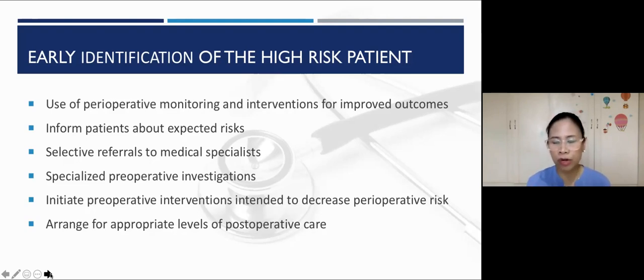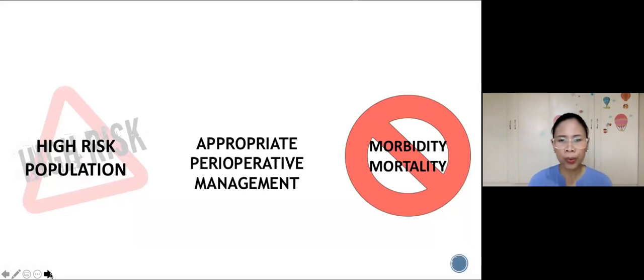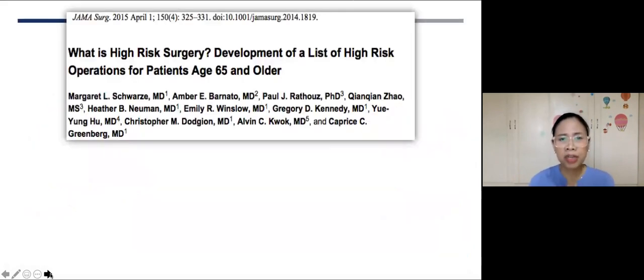Okay, so if ever ICU admission will be required and ventilator support as well, we can inform the family and the patient and make them prepared on what to expect after the surgery. Okay, so again, the appropriate perioperative management, knowing that we're dealing with the high-risk population, will make us plan well for the chances of morbidity and mortality to be decreased. Okay, what about the type of surgery? Will it affect our management?